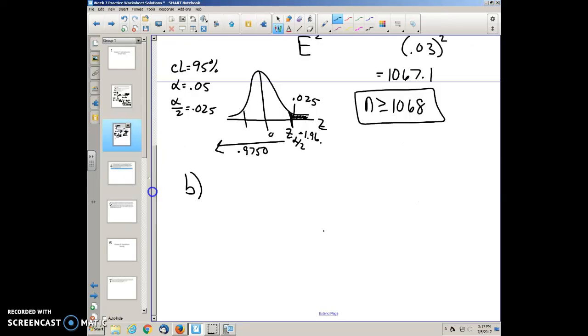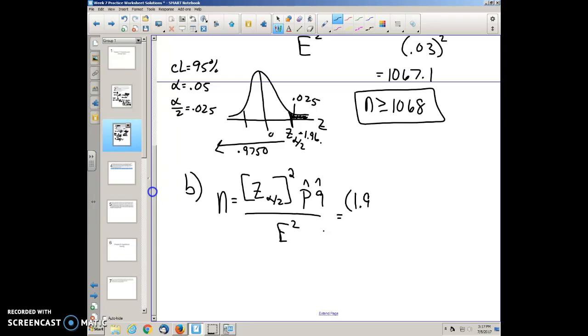So now B says, assume that a recent survey suggests that about 30% of registered voters in California are Republicans. So for B, we use a different formula when we know something, or we have a sample proportion to work with. So n is Z sub alpha over 2 squared times P hat times Q hat over E squared. So P hat in this case is the 30%. 30% as a decimal is 0.30. We didn't change the confidence level, so we used the same critical value of Z, 1.96 squared, times 0.30 times 0.70, all over 0.03 squared.